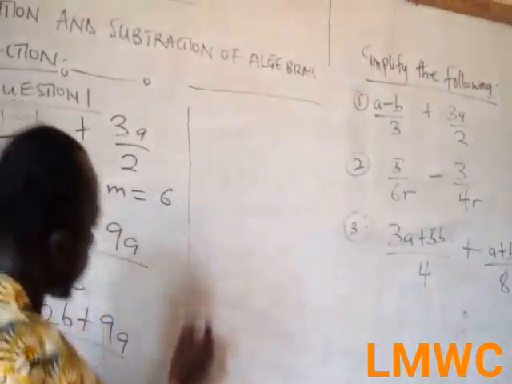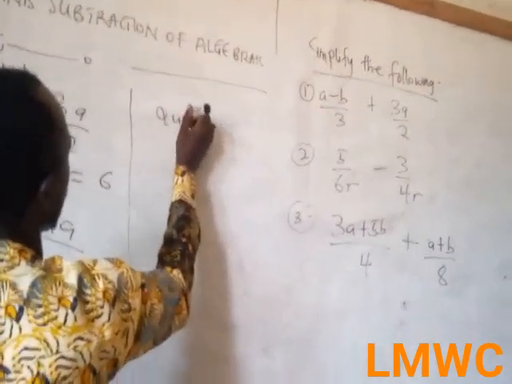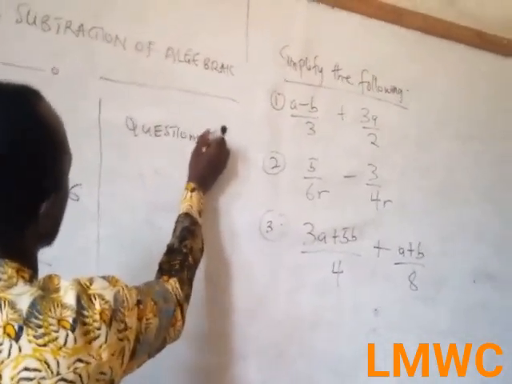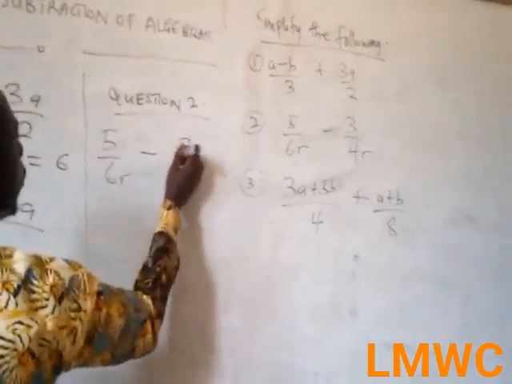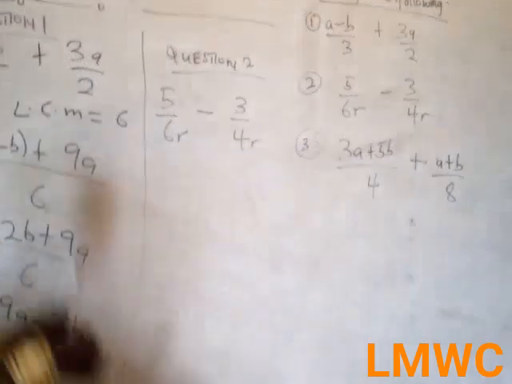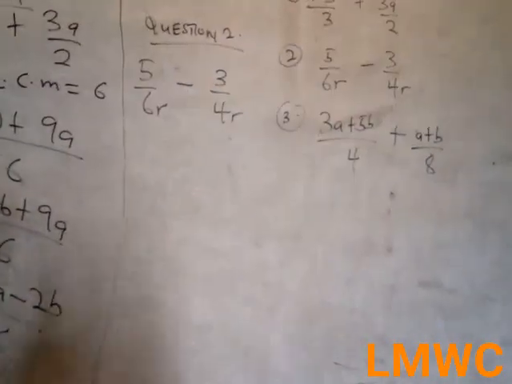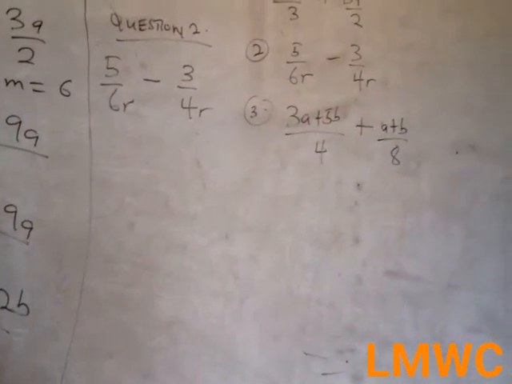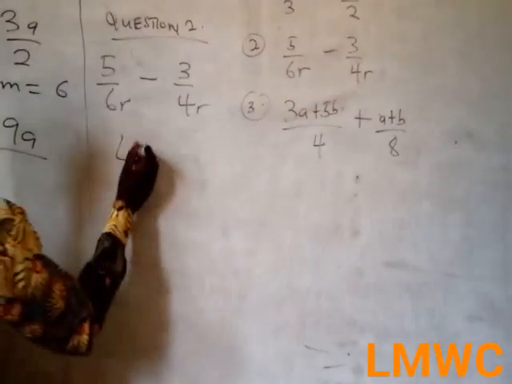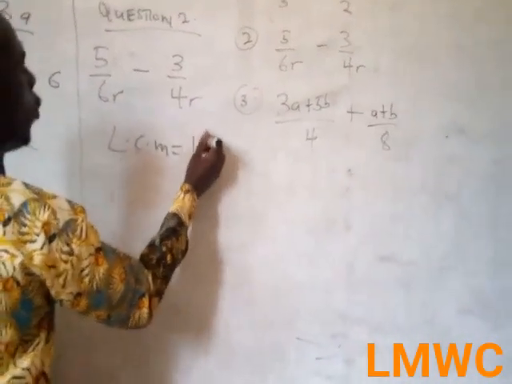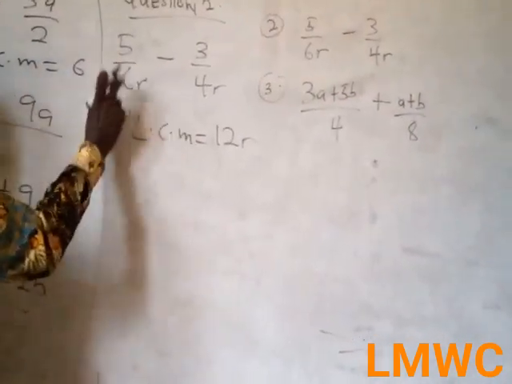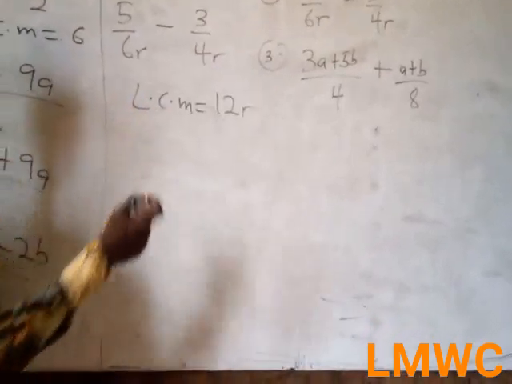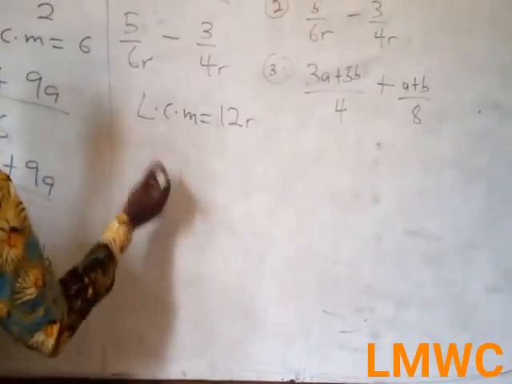Let's solve question 2. 5 over 6r minus 3 over 4r. So this combines addition and subtraction of algebraic fractions. So the LCM is what? 12r, because a letter is being attached. Because the least common multiple for 6 and 4 is 12, but attach this r.